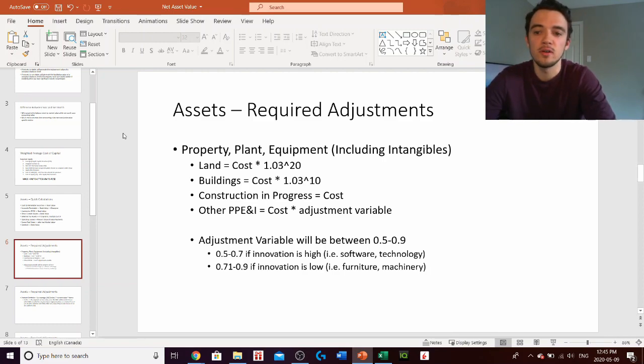And then you're going to have other items in property, plant, and equipment, so furniture, fixtures, things like that. You're going to list them at cost times an adjustment variable, and that adjustment variable is going to be dependent on if that specific entry is high in innovation or low. So if it's high in innovation, something like software or technology, you're going to be using an adjustment variable of 0.5 to 0.7, because those assets are going to be replaced much more frequently, so you want to discount their value. And if innovation is low, so if it's something like furniture or machinery, you're going to discount at a higher variable, because those assets will stick around for a lot longer.